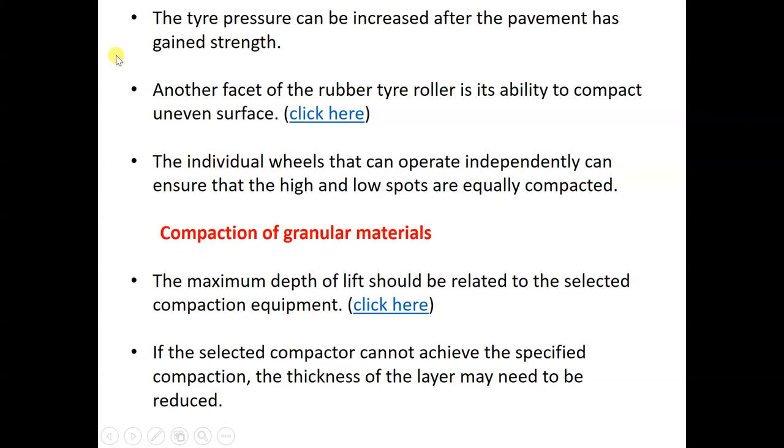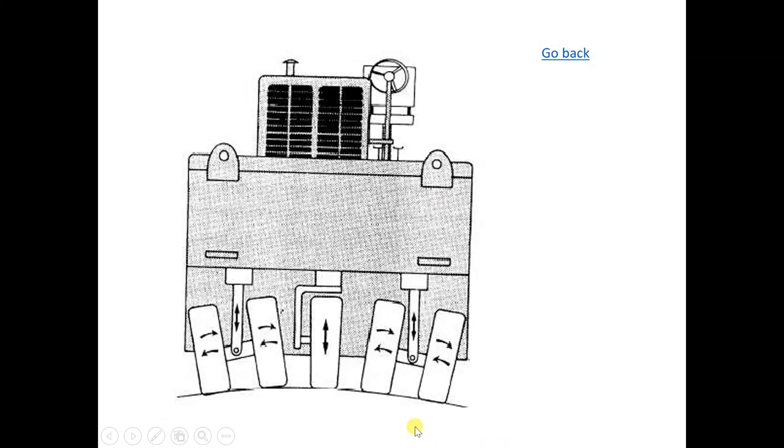the machine. Another facet of the rubber tire roller is its ability to compact an uneven surface. The pneumatic tire can compact an uneven surface, even a curved surface, which cannot be done by a steel drum roller.